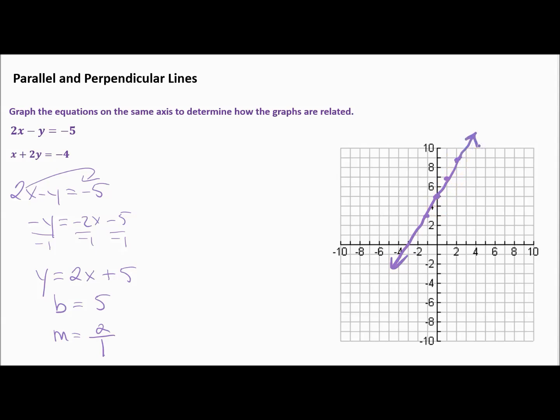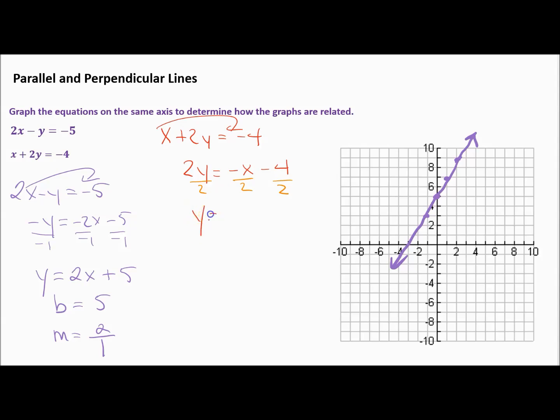And this is the line that I have. Now my second line, x plus 2y equals negative 4. Again, I'm trying to solve for y because it's easiest to graph in y equals mx plus b format. So I'm going to move that x over. Say 2y equals negative x minus 4. And now I'm going to divide each one of these terms by 2 to isolate the y.